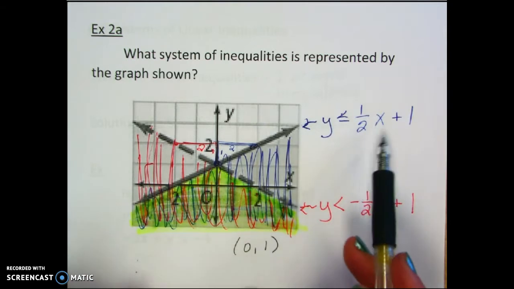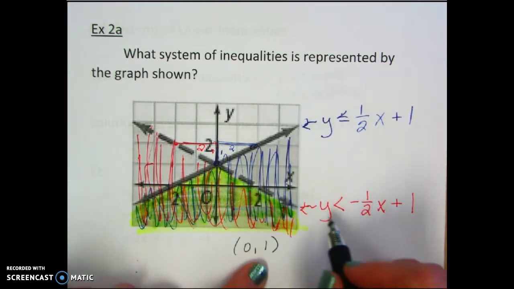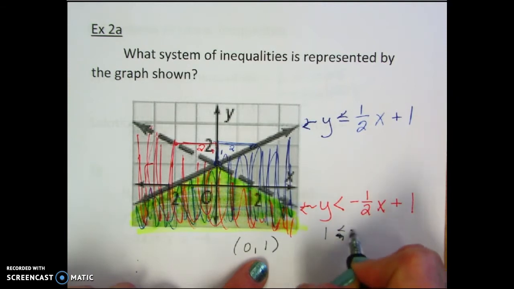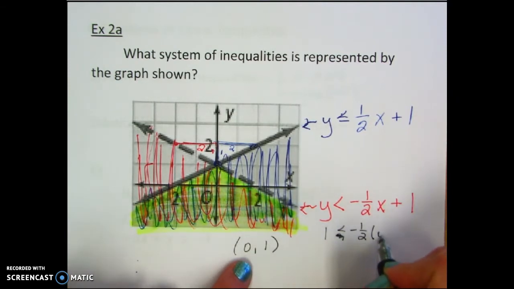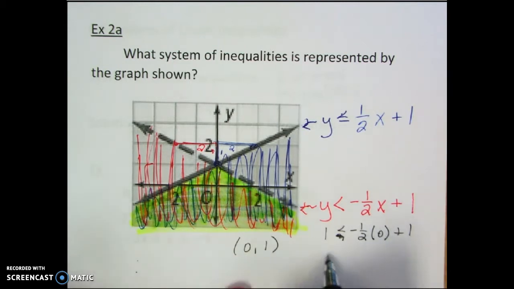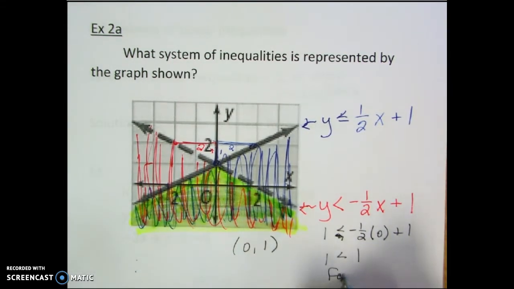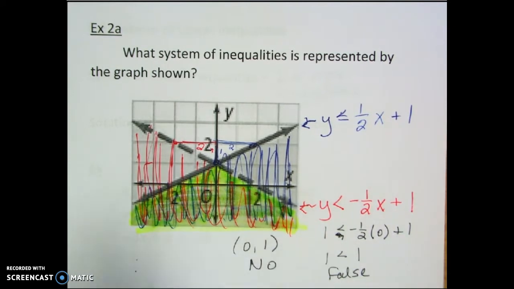You can check it in the first one. I believe that works out fine. But if you check it in this one, 1 less than -1/2 x, which is 0, plus 1. Well, this turns out to be just 1. 1 is less than 1 is not true. That's false. So it does not work in this system. And sometimes you can tell that just by looking at the picture.